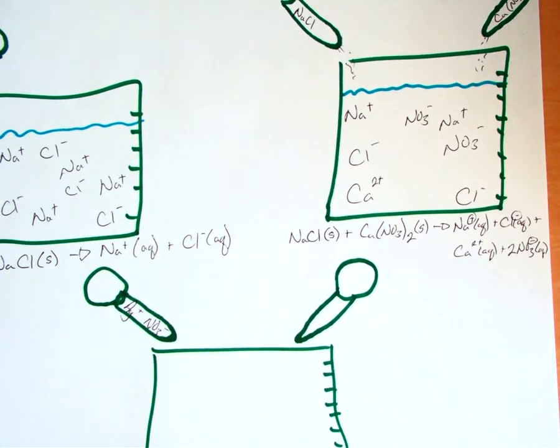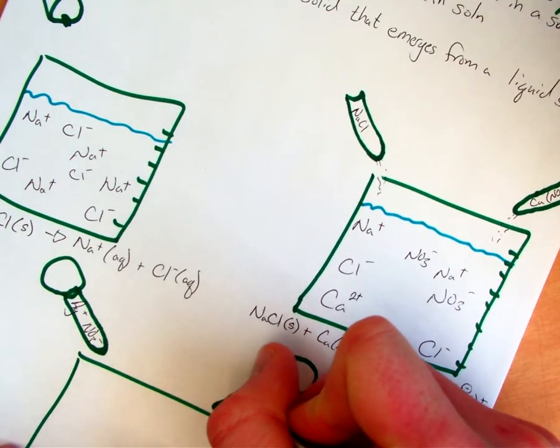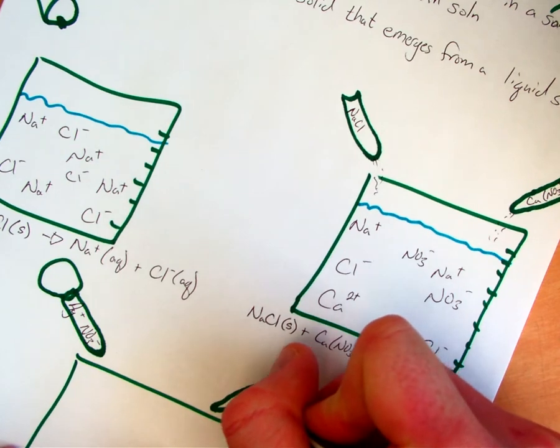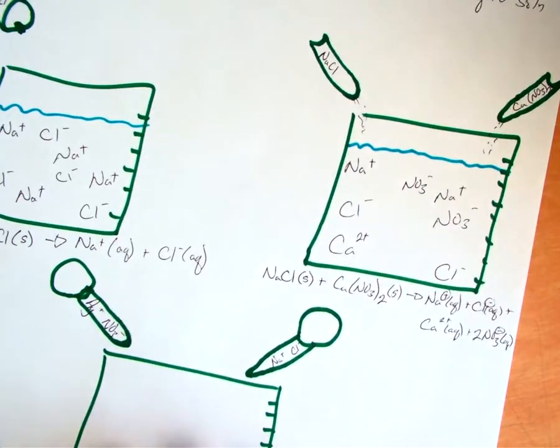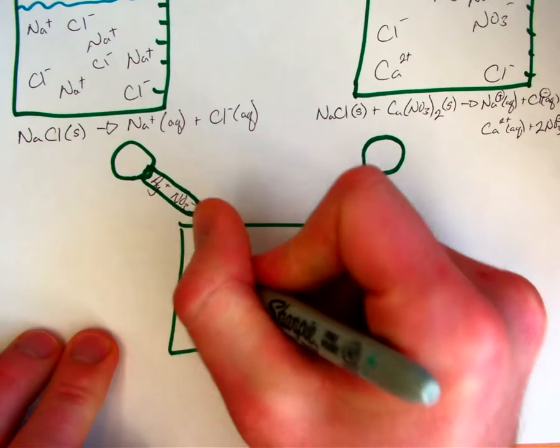In that solution, this is a little disposable micropipette, if you can't tell. And we're going to mix that silver nitrate with a salt solution. So in here we have Na plus and Cl minus. Now, I'm going to mix both of these in water, and we're going to see what happens.